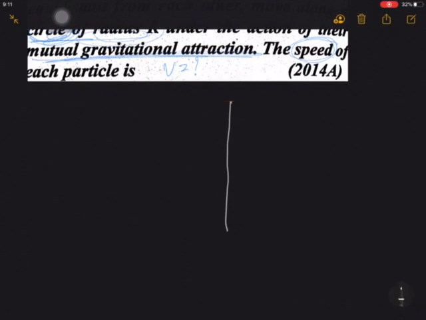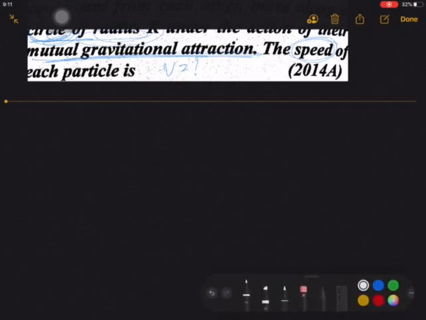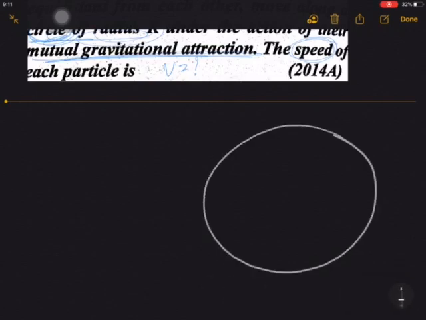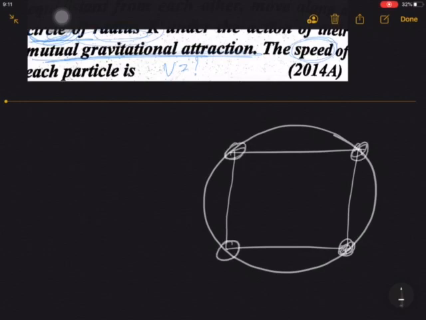Four particles are present on the circle. So we are drawing a circle here like this, and the four particles are equidistant. As the four particles are equidistant, this is mass m, a, this is b, its mass is also m. Sorry, it is given as capital M. Let us take it as capital M, and this is also capital M, equidistant.